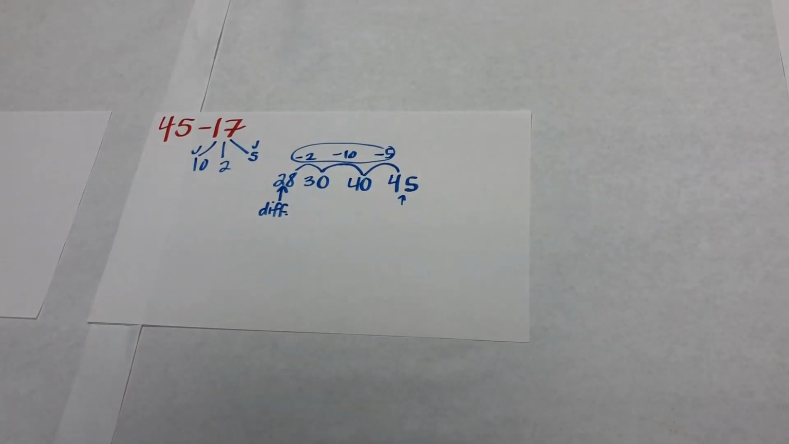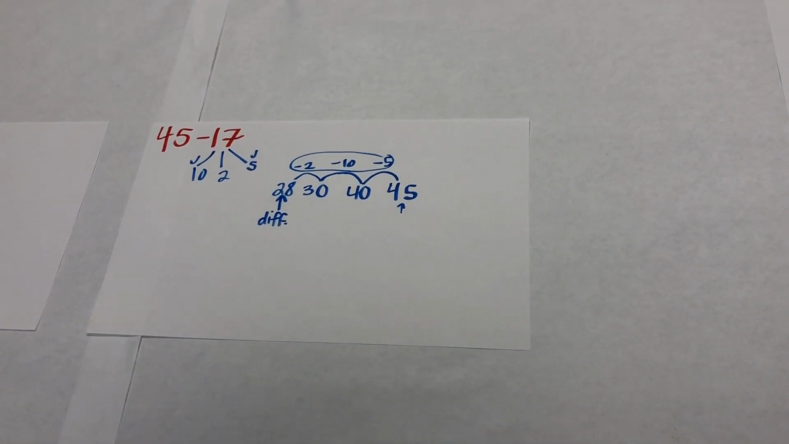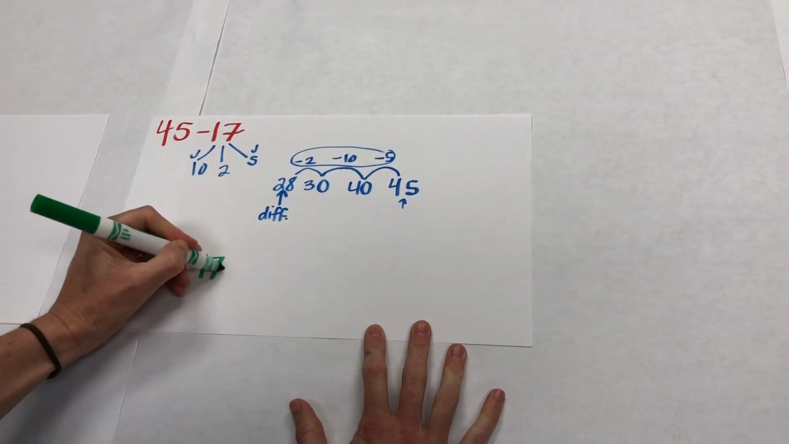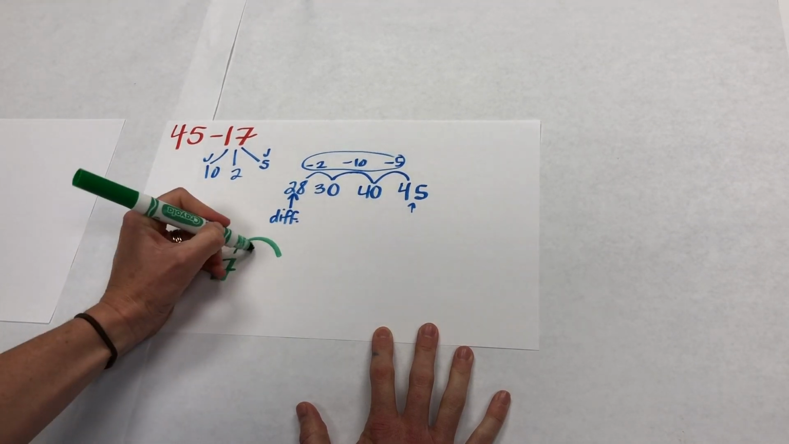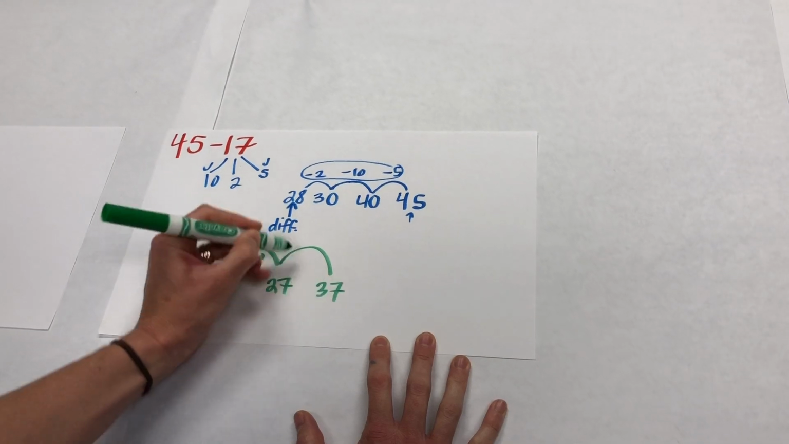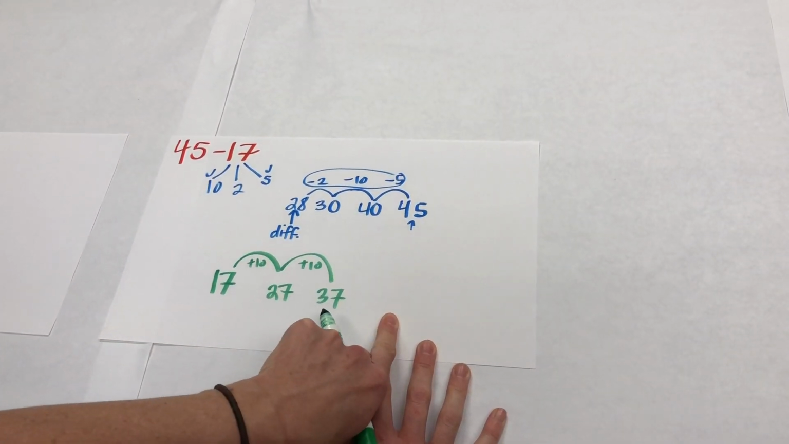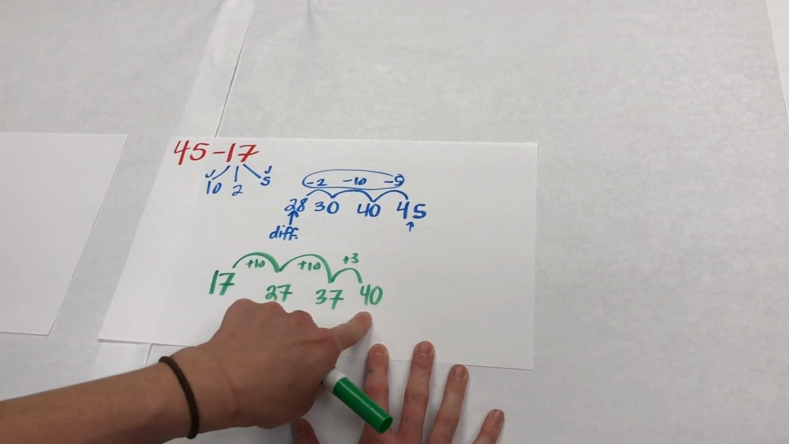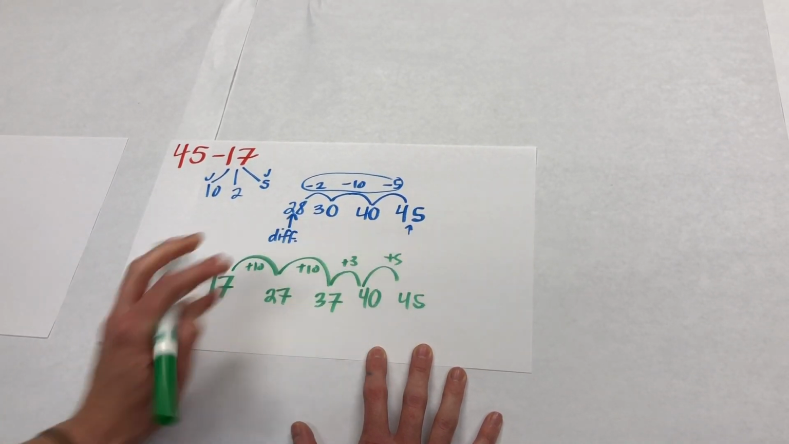Another way that you could look at this exact same problem is to think addition. A lot of students connect with addition easier than they do subtraction. So they could actually start at 17 and try to get up to 45. So some might be able to make groups of 10, 27, 37, knowing that I can't get to my next group of 47 because I'll go over. I've got 3 to get me to my next group of 10, which is 40. And then I've got 5 to get me to 45.